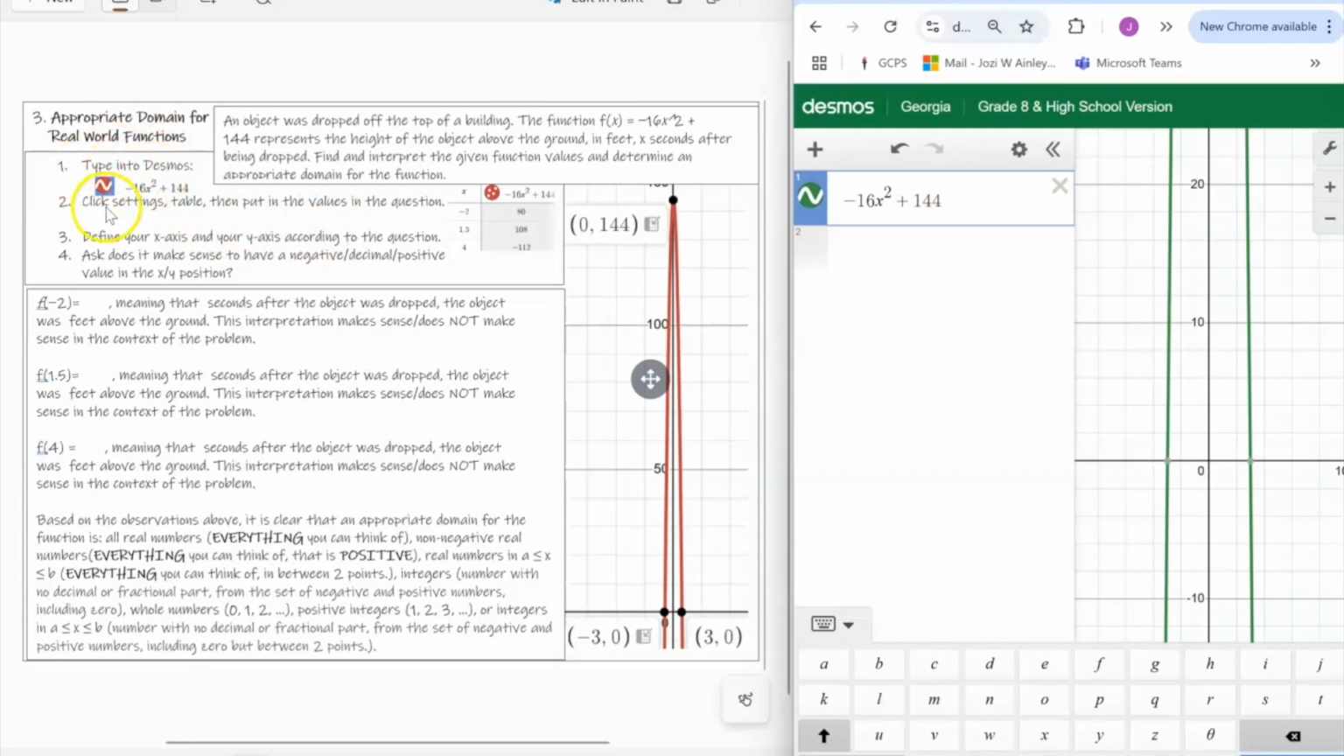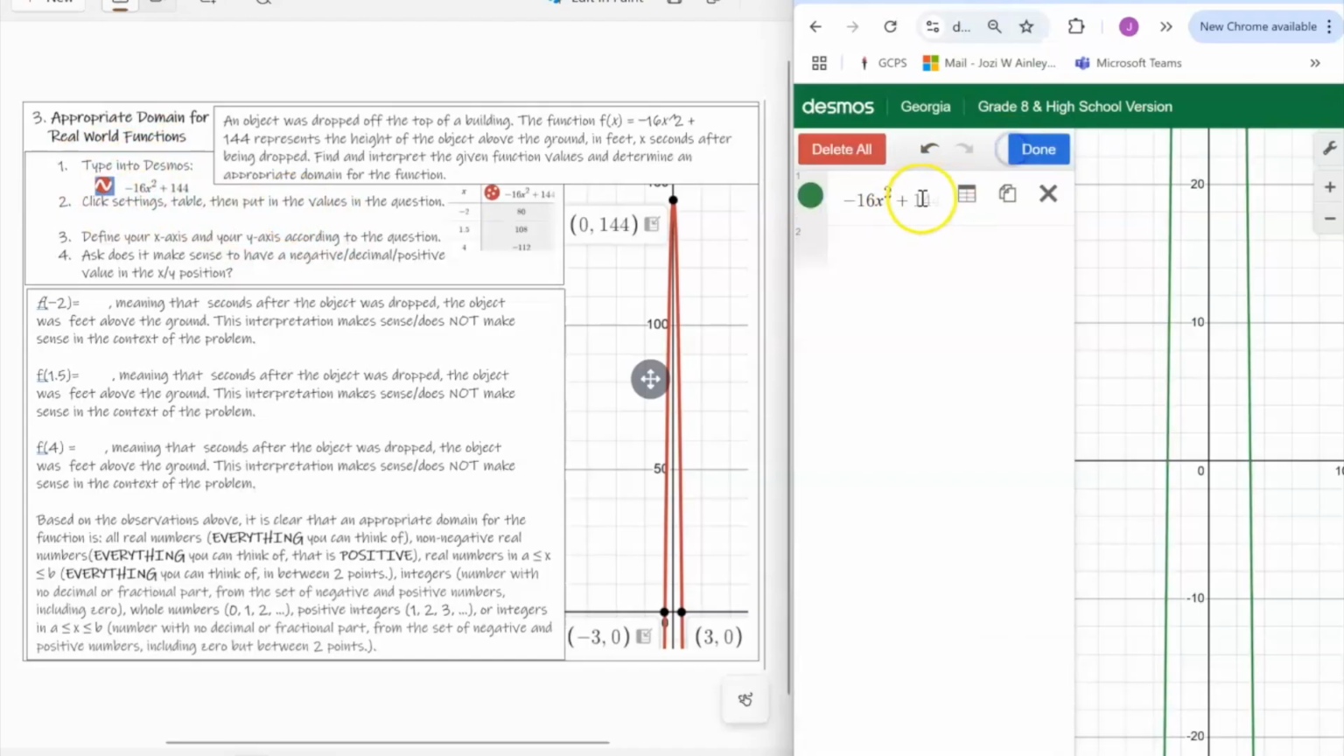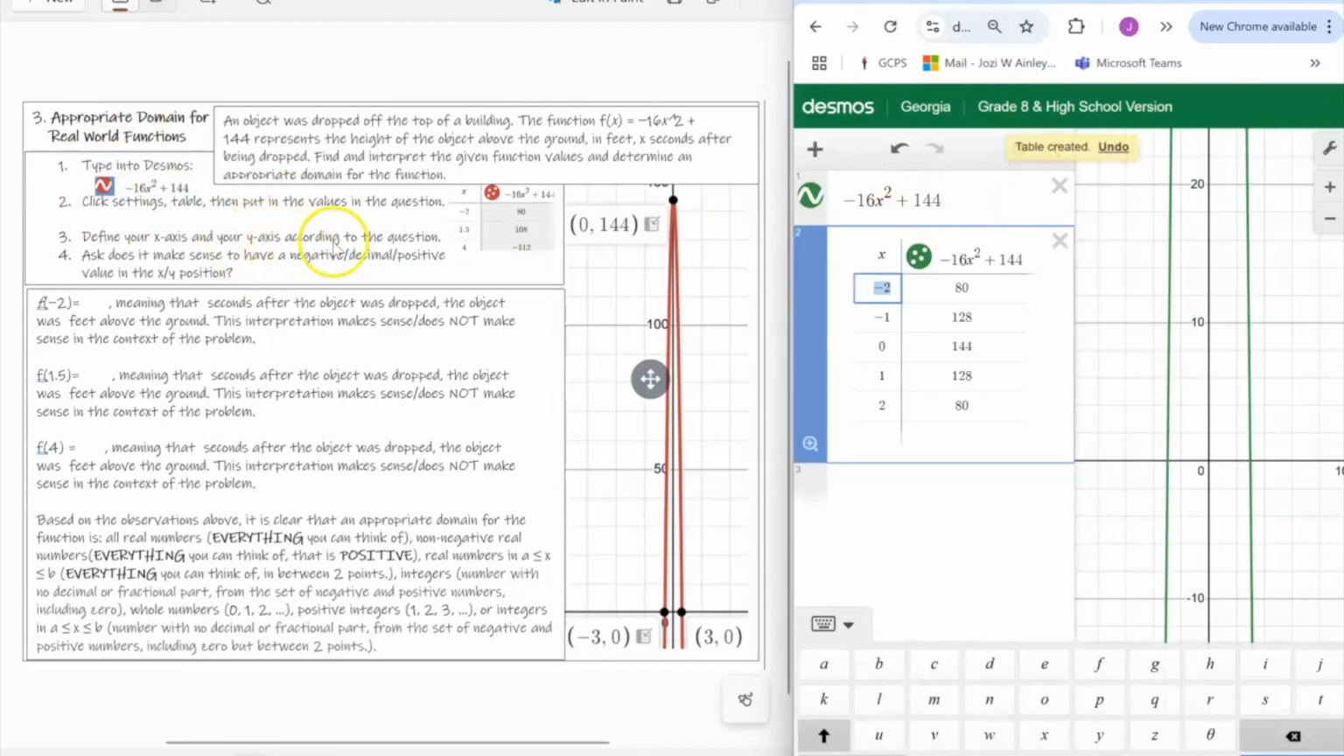So it says type it into Desmos, click settings, make it a table, define your x-axis and y-axis according to the question. So let's read it. An object is dropped off a building. Just imagine it starts somewhere and it's dropped off. As I drop it off, it comes down until it hits the ground. Can it go below the ground? No, it cannot. And that's the real-world portion of it. Your graph goes below the ground, but it cannot go below the ground.